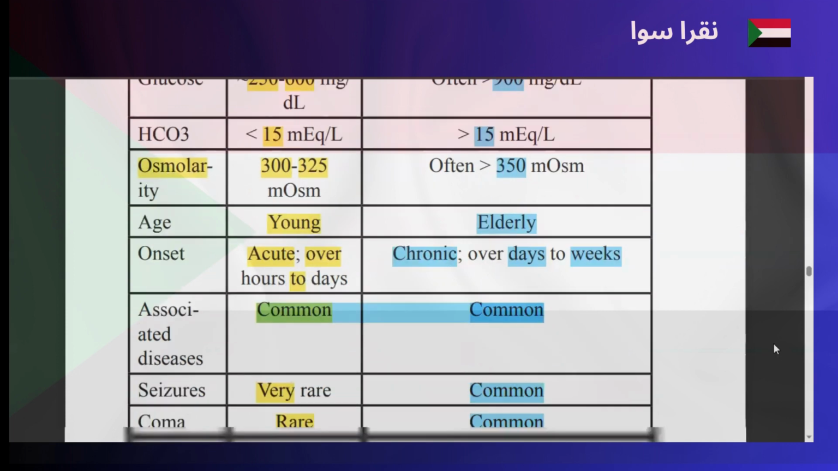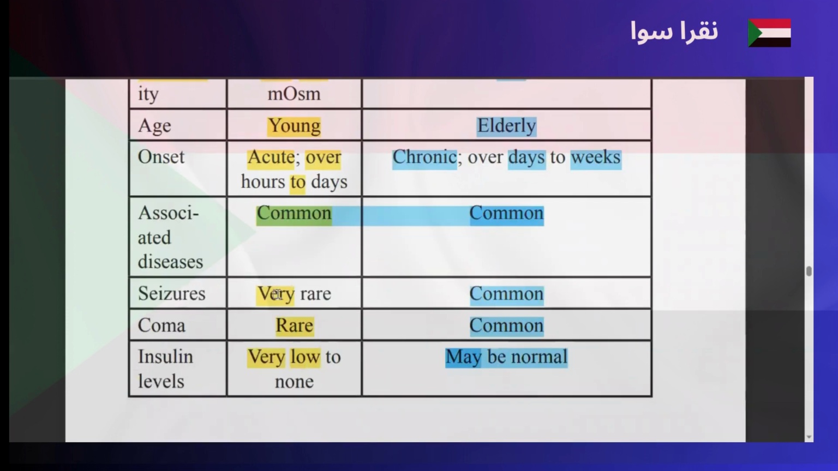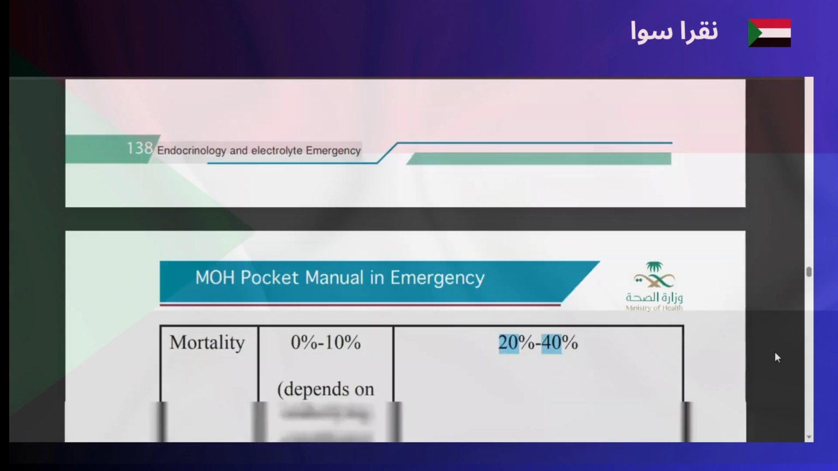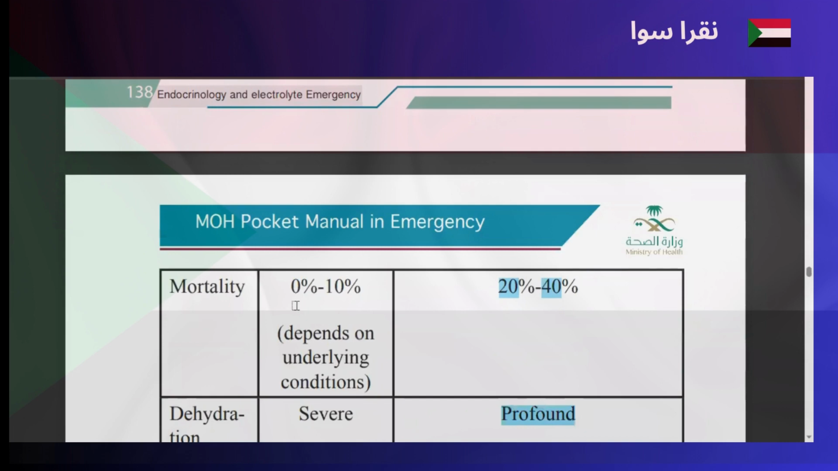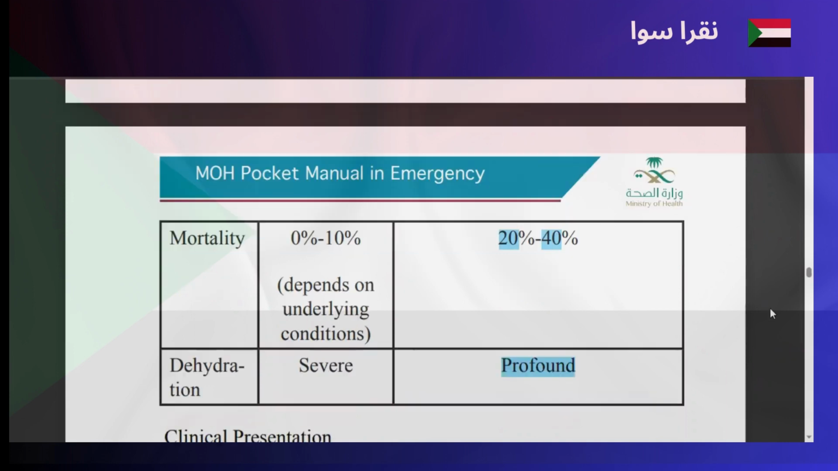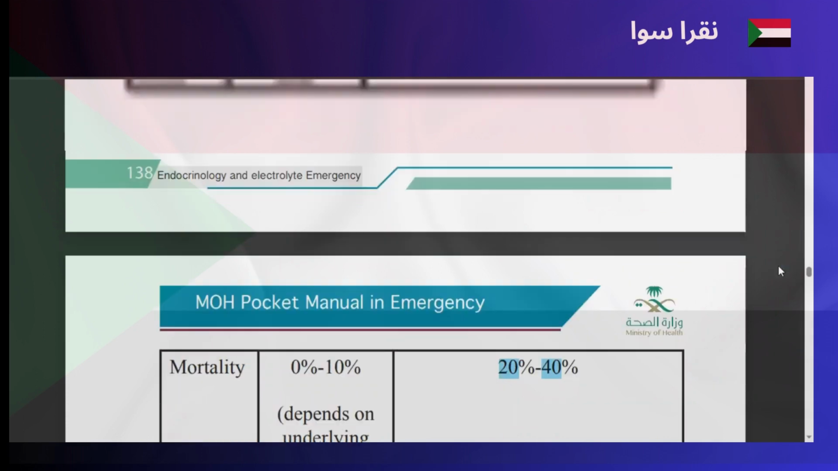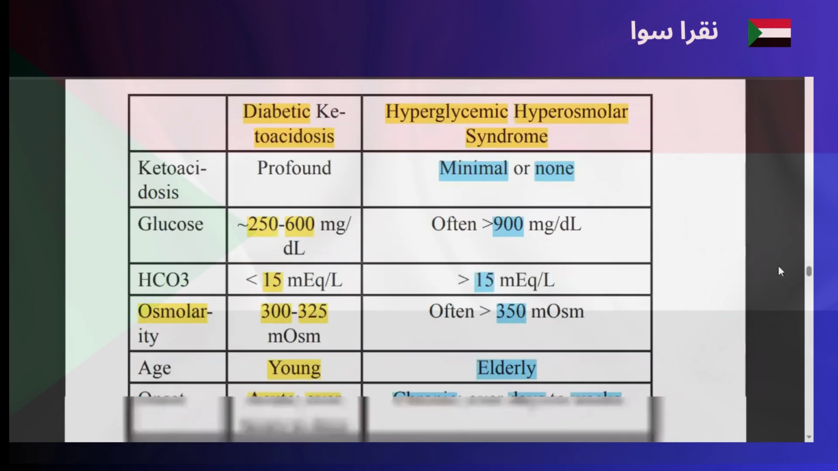The associated diseases are common in both. The seizure is common in hyperglycemic, the coma common in hyperglycemic, the insulin level normal in hyperglycemic but very low or none in DKA. Mortality in DKA is from 0% to 10%, and in hyperglycemic from 20% to 40%. Dehydration is severe in DKA. In hyperglycemic hyperosmolar syndrome it is profound.